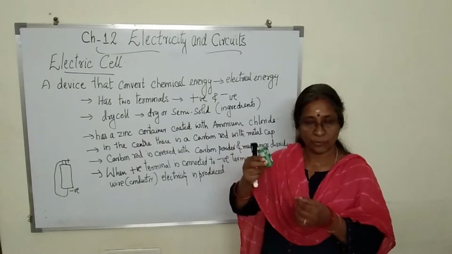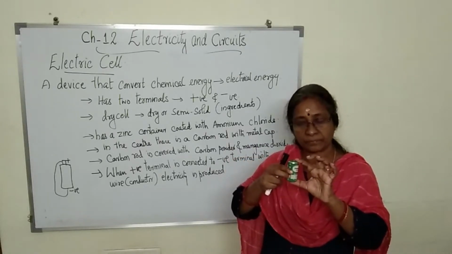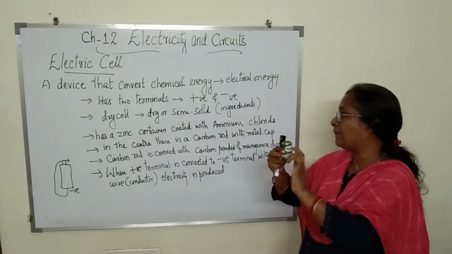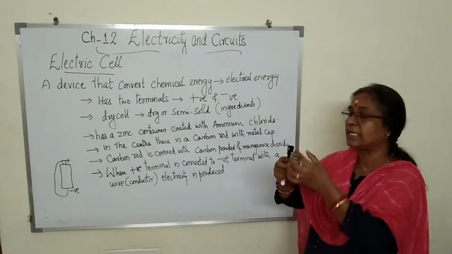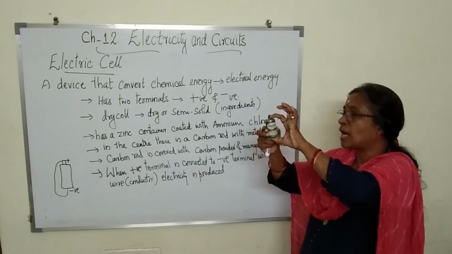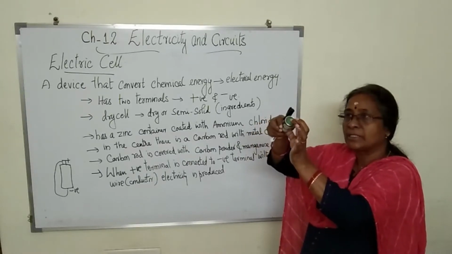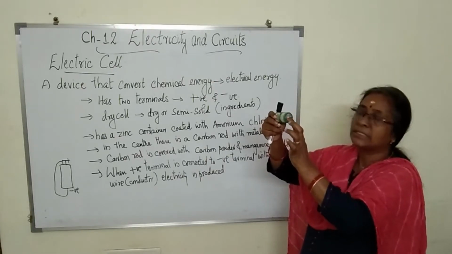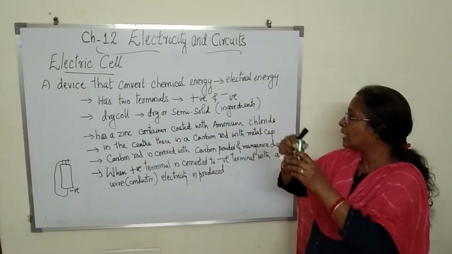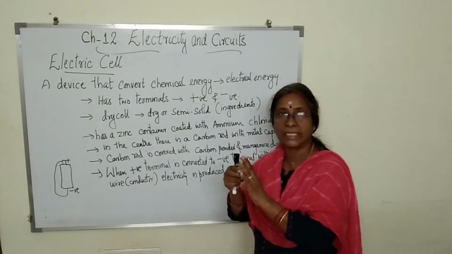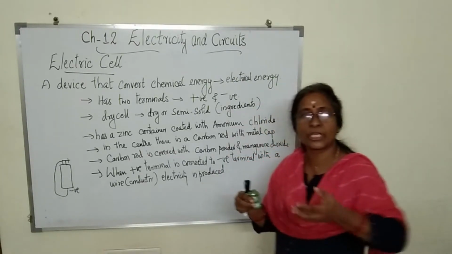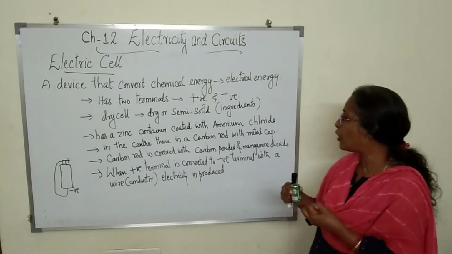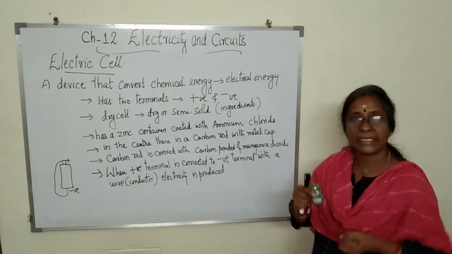See, this is a cell. In this cell, this is a covering which is made up of a particular metal. There is a zinc container inside, and these two are the terminals of the cell. This is the positive terminal and this is the negative terminal. It is called dry because inside there is a mixture of some chemicals in semi-solid form, or you can say in dry form.